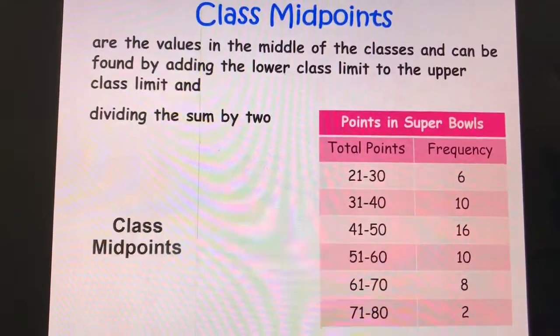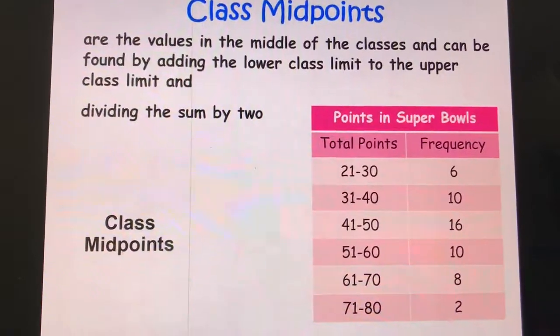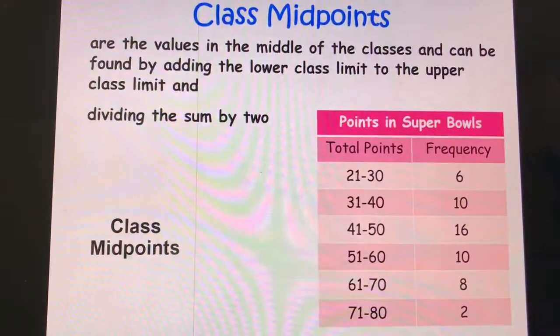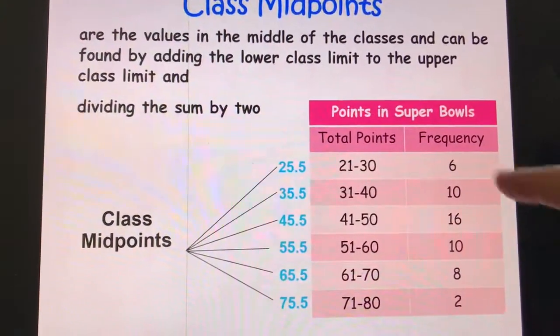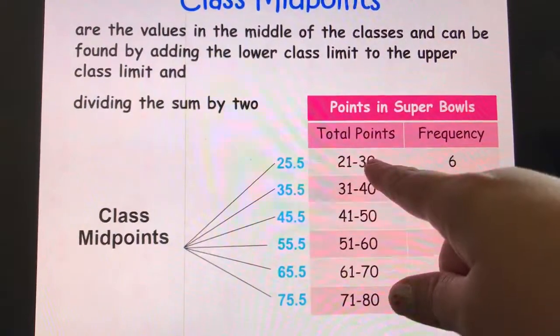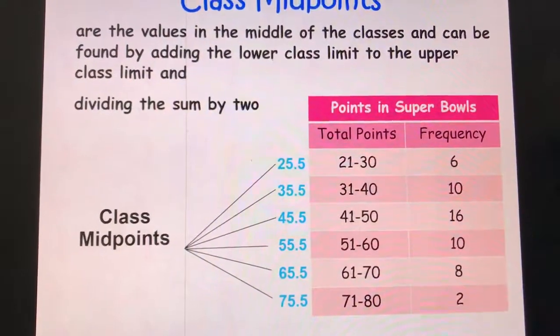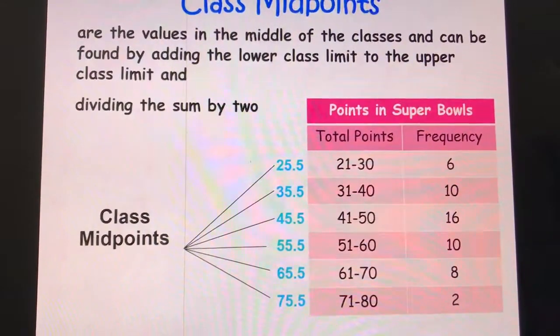Class midpoints are the values in the middle of the class and can be found by adding your lower class limit to your upper class limit and dividing by 2. So in this case, if we do 21 plus 30 divided by 2, we get 25.5. 31 plus 40 divided by 2 is 35.5, and so on.